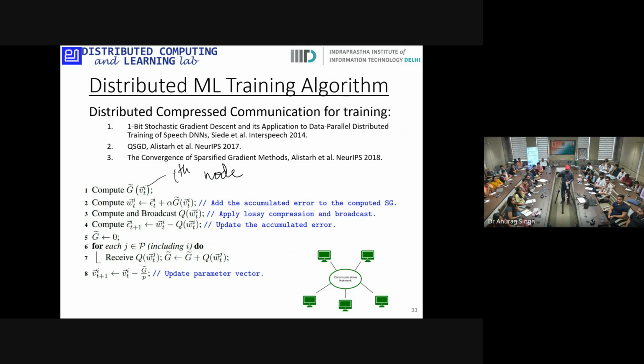Similarly with compression, you send the compressed gradient, keep the uncompressed one, do the subtraction, and add it over to the next iteration, and so forth. Theoretically, you can prove that this algorithm converges when you apply compression and sparsification with error feedback. If you don't apply error feedback, then it may diverge.